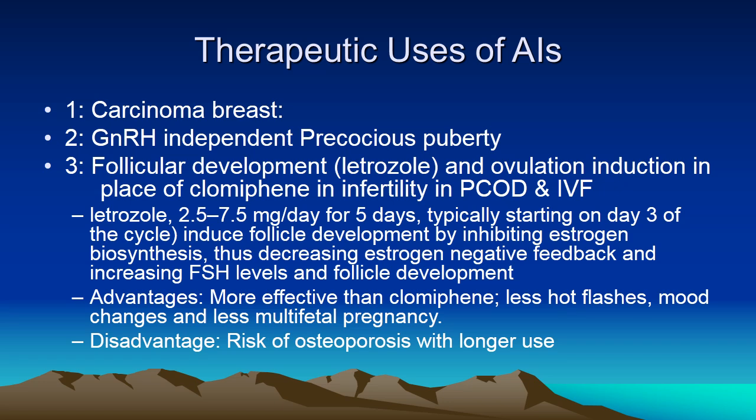For this purpose, letrozole is used for a shorter period, typically starting from the third day of the menstrual cycle, and this induces follicle development by inhibiting estrogen biosynthesis, decreasing estrogen level, and thereby increasing FSH levels, and this develops follicles. Advantages of letrozole over clomiphene: it is more effective than clomiphene, with fewer hot flashes, mood changes, and fewer multiple pregnancies. So that is a very important one. But the limitation is the risk of osteoporosis if it is used for a longer time, whereas clomiphene may not have it.